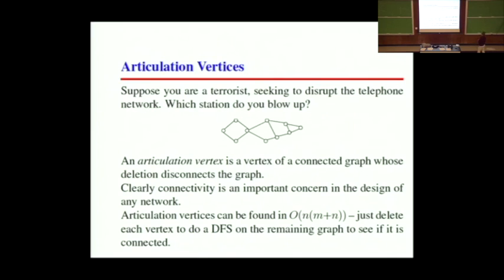Why do you have O of n times n plus m? Why do I have O of n times? Because what did I do here? The algorithm of deleting and testing was what? Okay, I did each breadth first search, each connectivity test took n plus m time, right? If I'm doing n of them, how much time did the total algorithm take? N times n plus m.